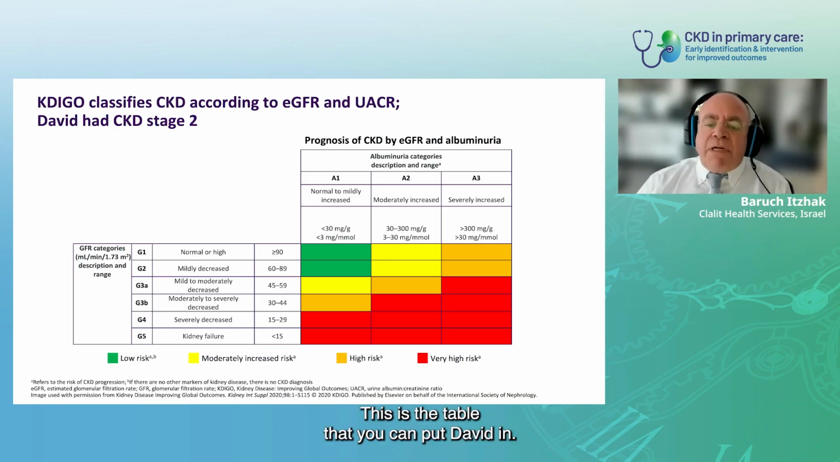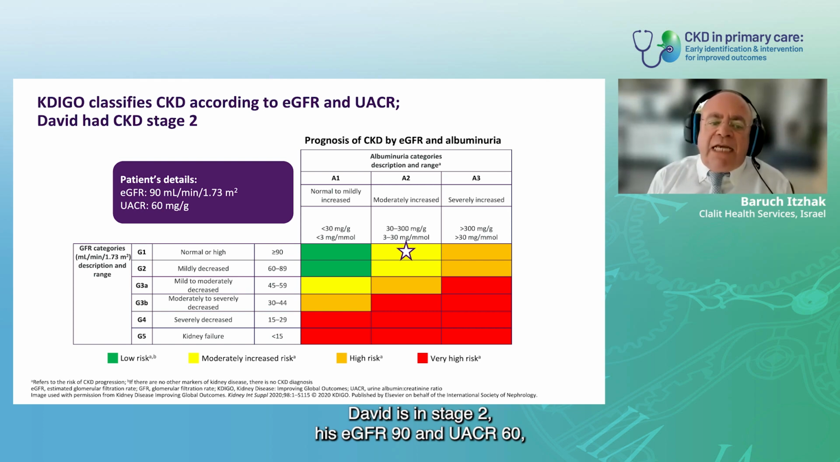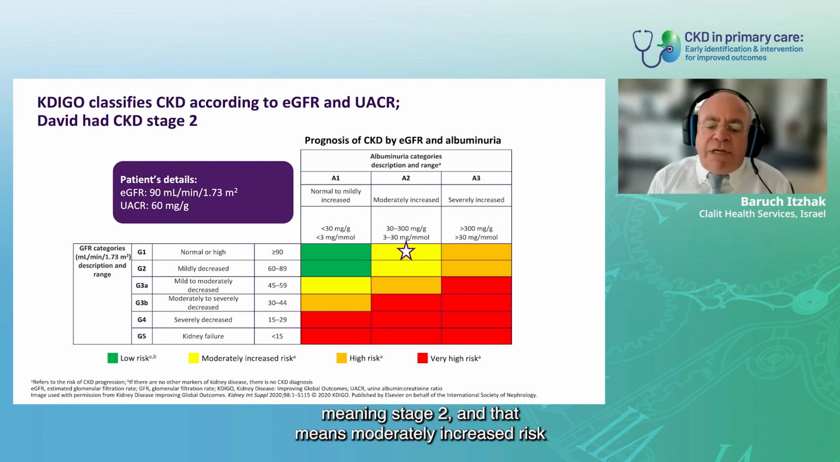Yes, so this is the table that you can put David in. Just to remind you, his eGFR is 90 and his UACR is 60 milligrams per gram. So according to KDIGO classifications, David is in stage 2. With eGFR 90 and UACR 60, he's actually in the yellow square of this table, meaning stage 2, and that means moderately increased risk in CKD.